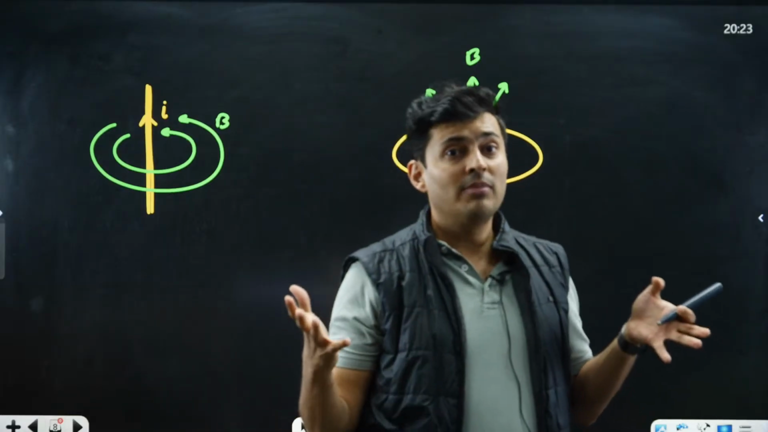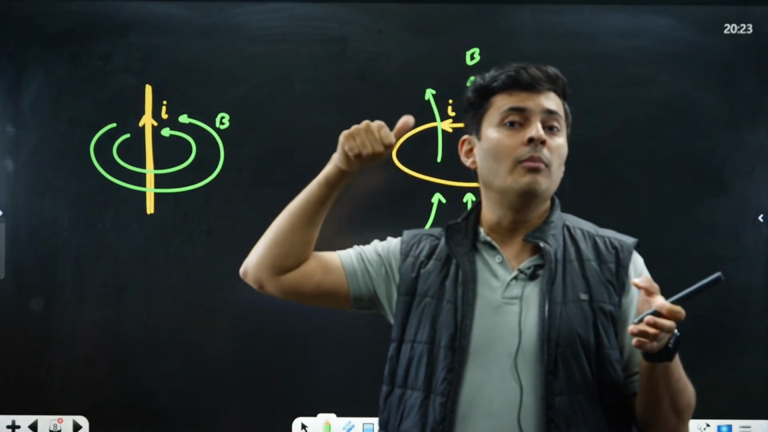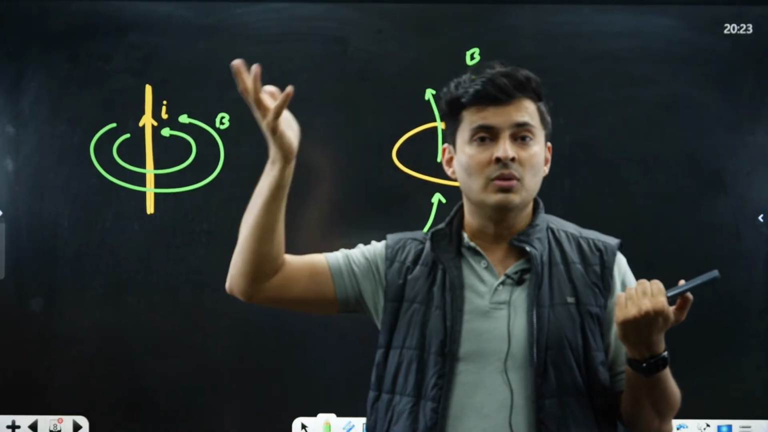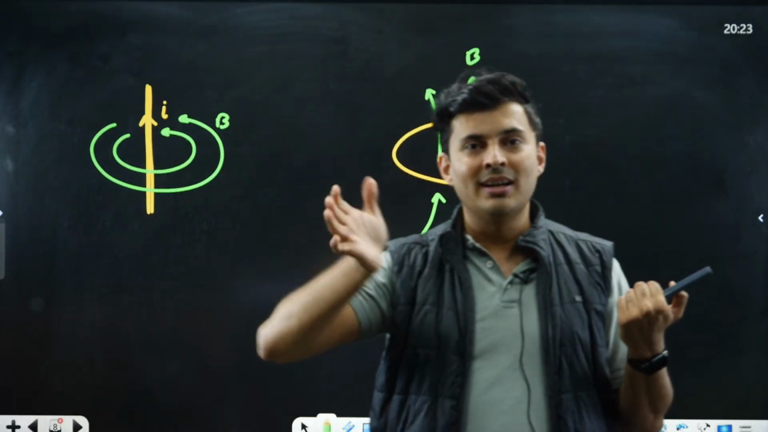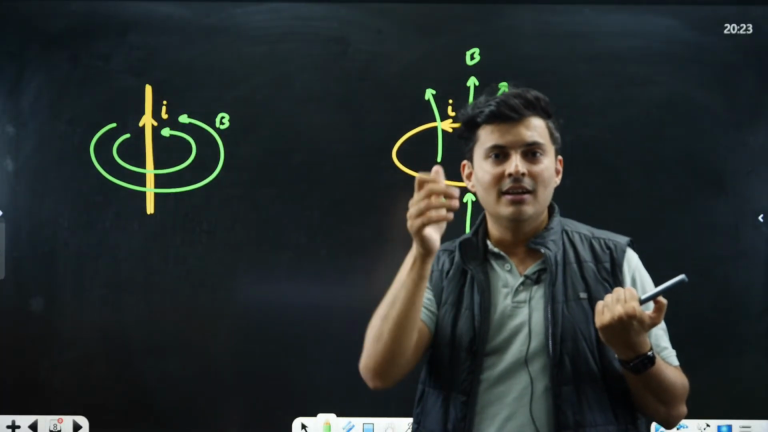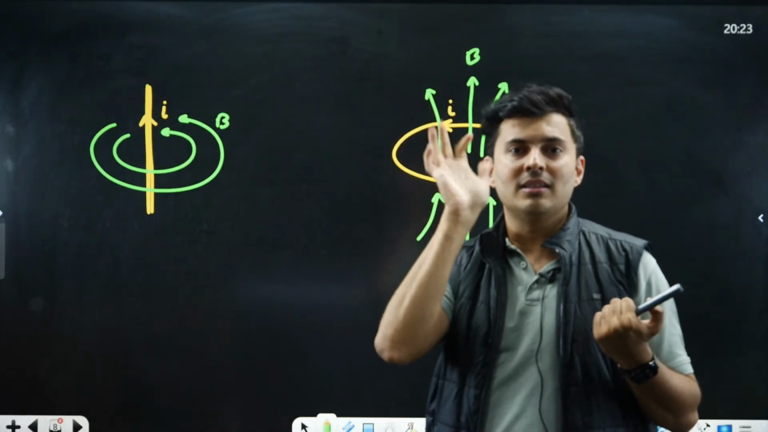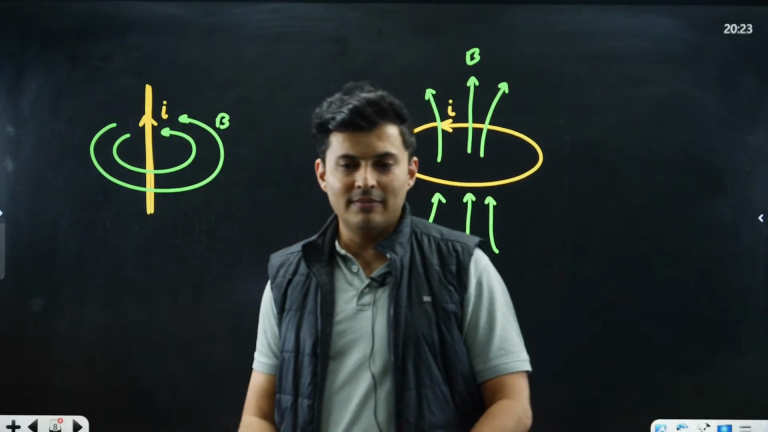So don't remember that the magnetic field is always the thumb or that the magnetic field is always the curled fingers. No, go with the flow. See the geometry. Whatever is rotating is curled, whatever is straight is the thumb. Is that now clear, everyone?